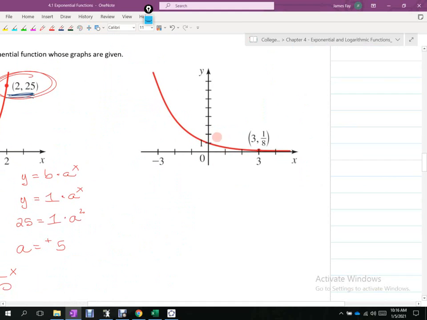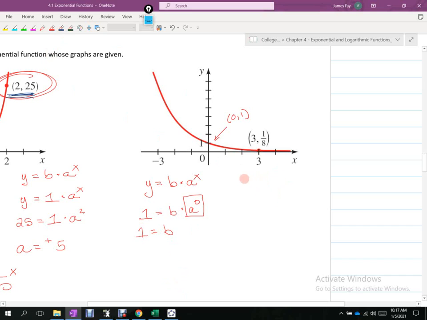Okay, again, the ordered pair right there is 0, 1. So we're going to y equals b times a to the x. Y is 1, b I don't know, a I don't know, x is 0. So again, that helps us eliminate that a. It goes away. A to the 0 is 1. So that gives me 1 equals b.